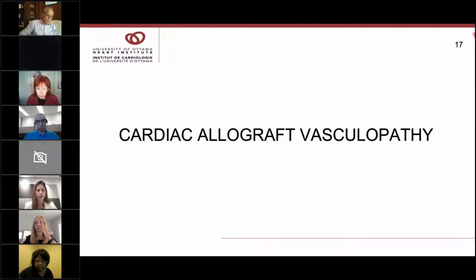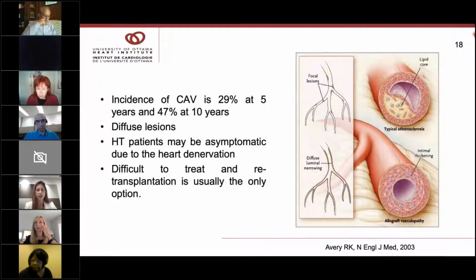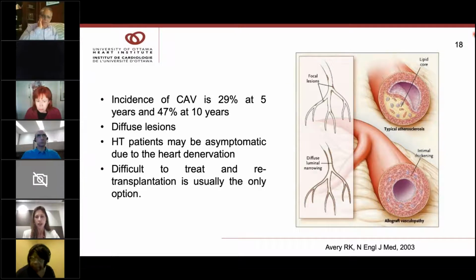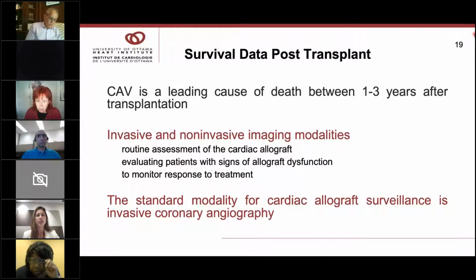Moving to the other research that we're doing, cardiac allograft vasculopathy, which was presented last week as well by Dr. Feher. We know that the incidence of CAV is elevated early post-heart transplant. Normally the patient has diffuse lesions with diffuse luminal narrowing and intimal thickening when compared to typical atherosclerosis. And it can be asymptomatic due to heart denervation. It's very difficult to treat, and retransplantation is usually the only option. CAV is the leading cause of death between 1 to 3 years after transplantation, and to date, the invasive modality of coronary angiography is the standard for cardiac allograft surveillance.